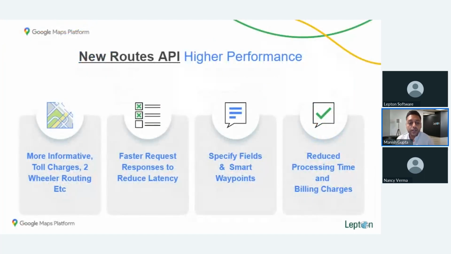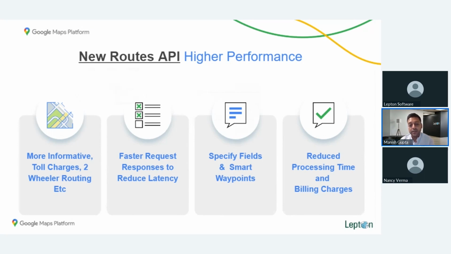There are a few APIs, as we discussed. A new Routes API has been launched. It has more information about toll charges. It also gives you access to two-wheeler routing. Till now, if you had to look for directions from A to B or find the distance between A and B, it has always been four-wheeler driving. But now Google has made it possible through an API to fetch two-wheeler routing.